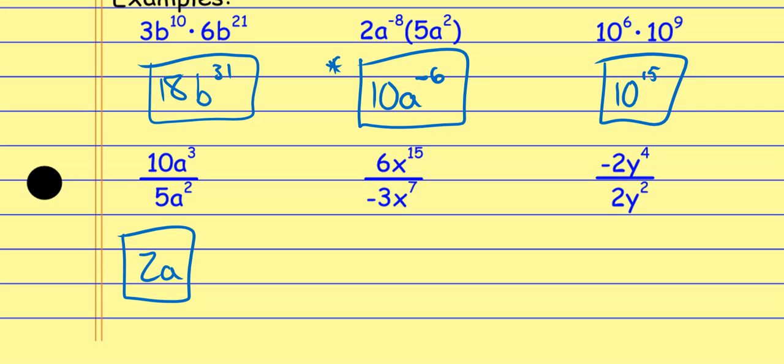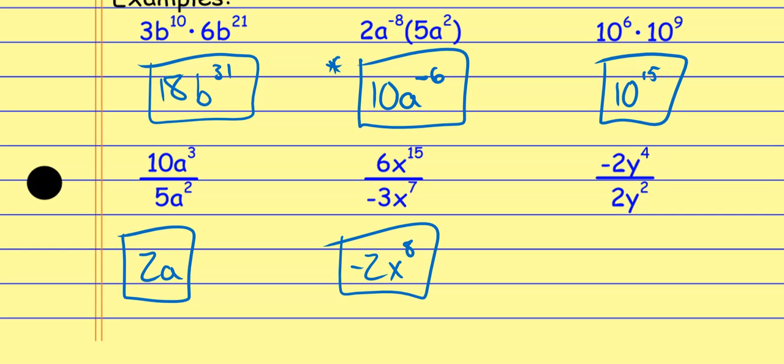Okay? The next one, 6 divided by negative 3 is negative 2. Again, I subtract the exponents. That's going to be an x to the 8th. That is a terrible looking 8. Let me try again. I can do better. I believe in me. Oh, not much better.